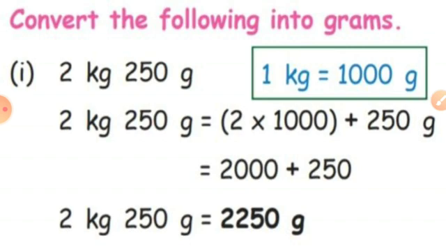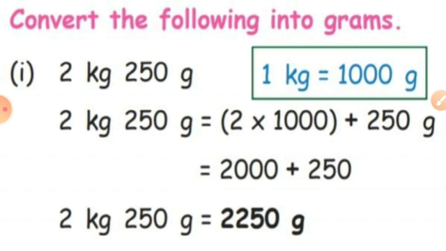Let's convert one unit to another unit. Convert the following into grams. So first one, 2 kilogram, 250 gram. See this, here we have two units, right? One is kilogram, another one is gram. So if you have two units like this, first we have to see what is the unit they gave you to convert. It is grams, right? So you don't need to change the second one. That means 250 gram. You must change the first one only, that is 2 kilogram.